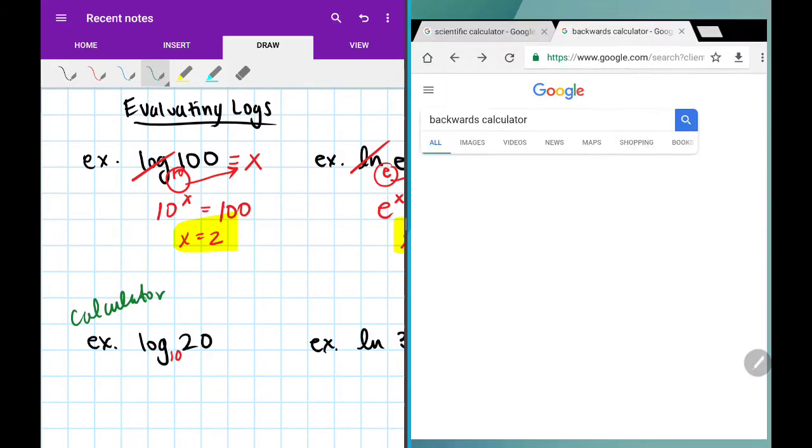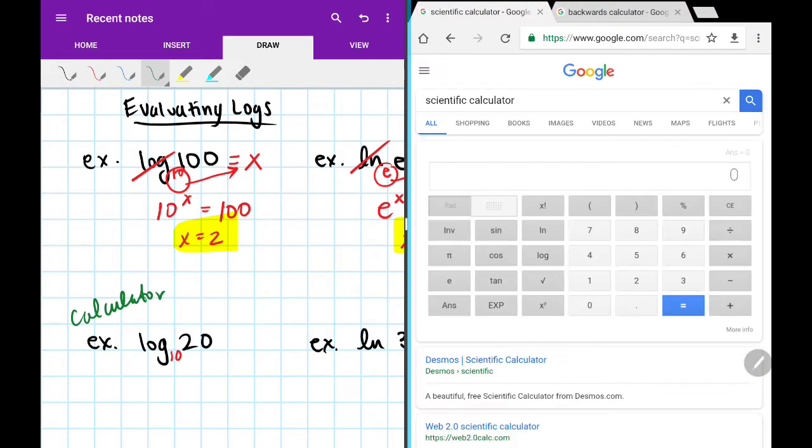So the way I like to do it is just Google scientific calculator. And then let's do log. It opens some parentheses for us, 20. And then you're going to close the parentheses, hit equals. Our answer is a weird decimal. Log 20 equals 1.3010. I like to round to 4 decimal places. And so should you.